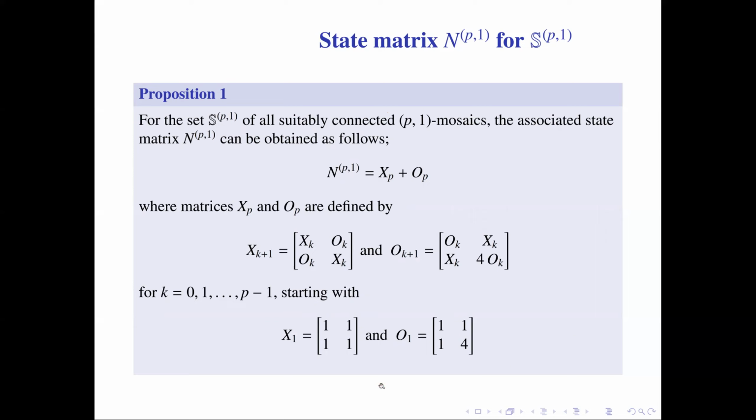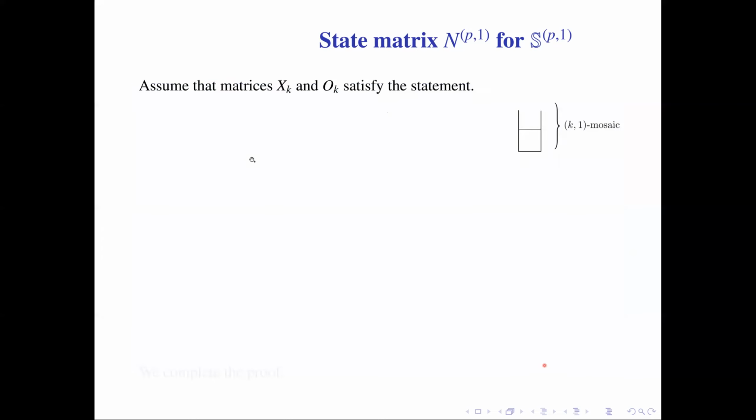Now we'll prove Proposition 1. First, the identity follows from the definition of XP and OP. And to prove this part, we use induction on P. The two matrices X1 and O1 are already found on the previous page. So we assume that matrices XK and OK satisfy the statement.